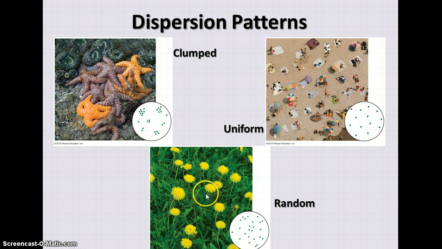And then random would be like wildflowers in a field. They're just randomly placed depending on where the seeds land when they're blown by the wind or scattered by whatever means is used to scatter them.